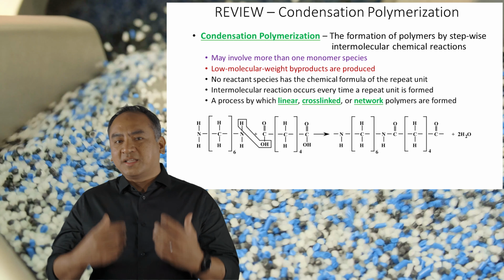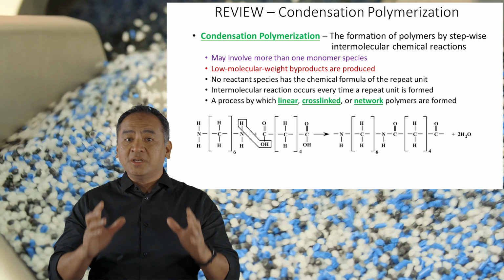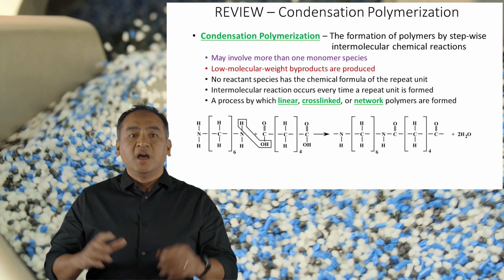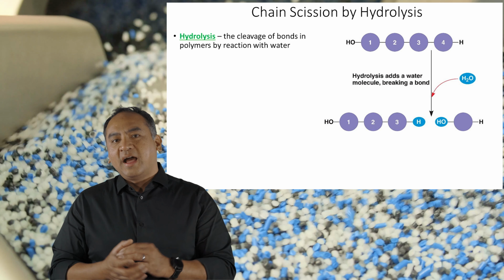A key difference between addition and condensation polymerization is the formation of low molecular weight byproducts like water. The formation of byproducts occurs every time a repeat unit is created. When a polymer formed by a condensation reaction is exposed to water, then hydrolysis can occur.